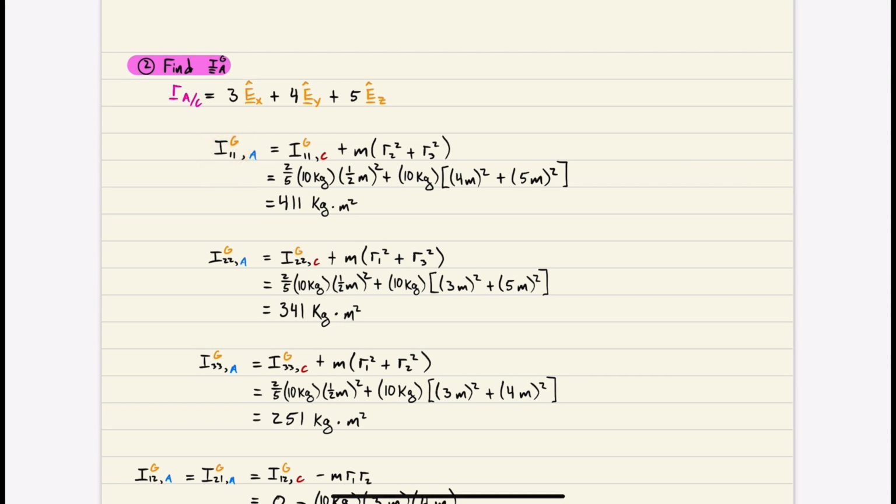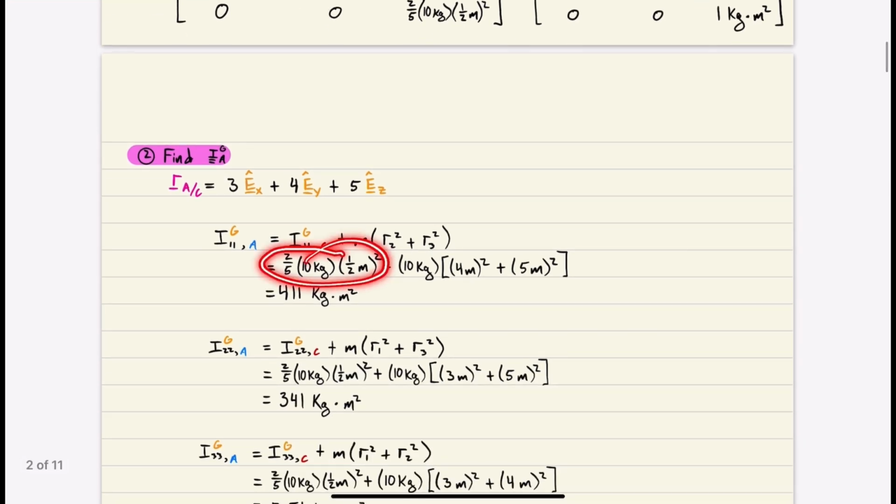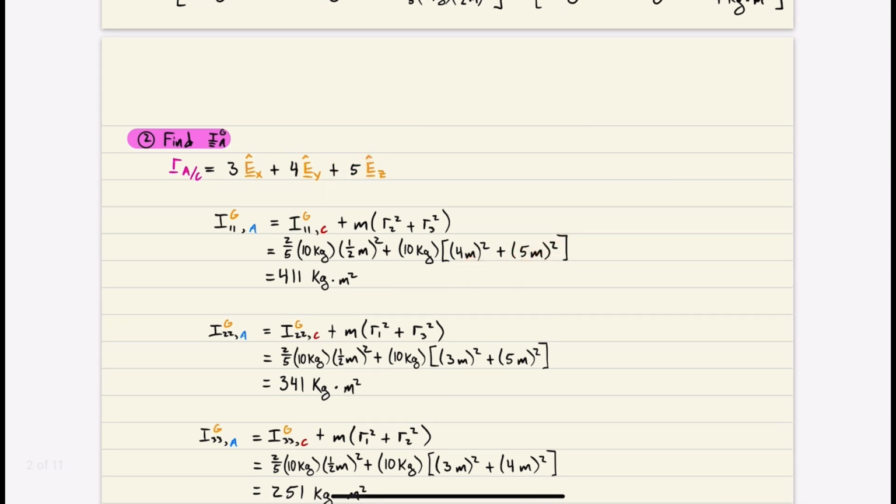So position 1, 1. This is equal to location 1, 1 at C times M times R2 squared plus R3 squared. It's just plugging in. I don't really know what else to say here, right? So it's going to be 1, which is this right here. I don't know why I wrote it like this, but 2/5 times 10 times 1/2 squared. That's just going to be 1, plus 10 kilograms, which is the mass, times R2, that is 4 squared, and then 5 meters squared. This M here is meters, these are units, right? This isn't mass. So meters squared. So that's 16 plus 25 gives you 41, and then 41 times 10 is 410 plus 1, that's 411.